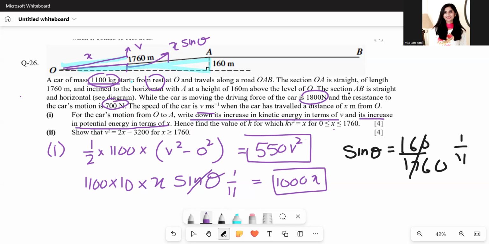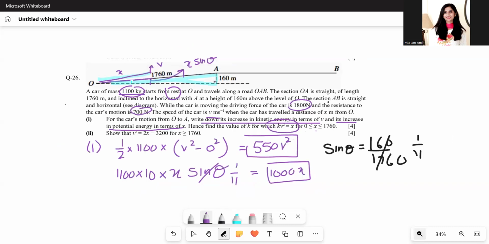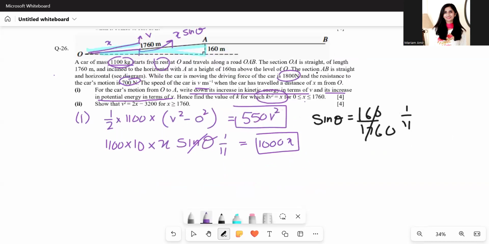Hence, find the value of k for which kV squared equals X. Now I need an equation that would connect these somehow, and in it, I'm going to replace X with kV squared. So we're going to use the conservation of energy formula: work done by driving force plus loss in energy is equal to work done by resisting force plus gain in energy.